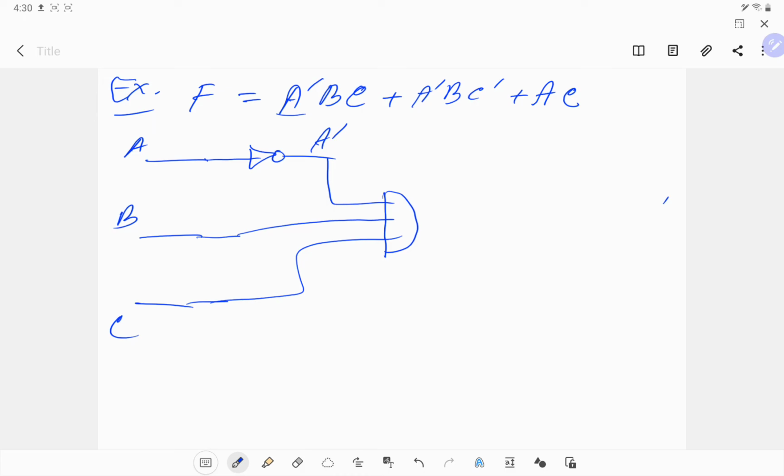Now for the second expression, we need A prime. We already have A prime. We already have B. We need C prime, so we need an inverter, and we got here C prime. This output is A'BC. Now for the second expression, we need another AND gate. Again, a 3-input AND gate, A prime. So do we have A prime? Yes, we have A prime here.